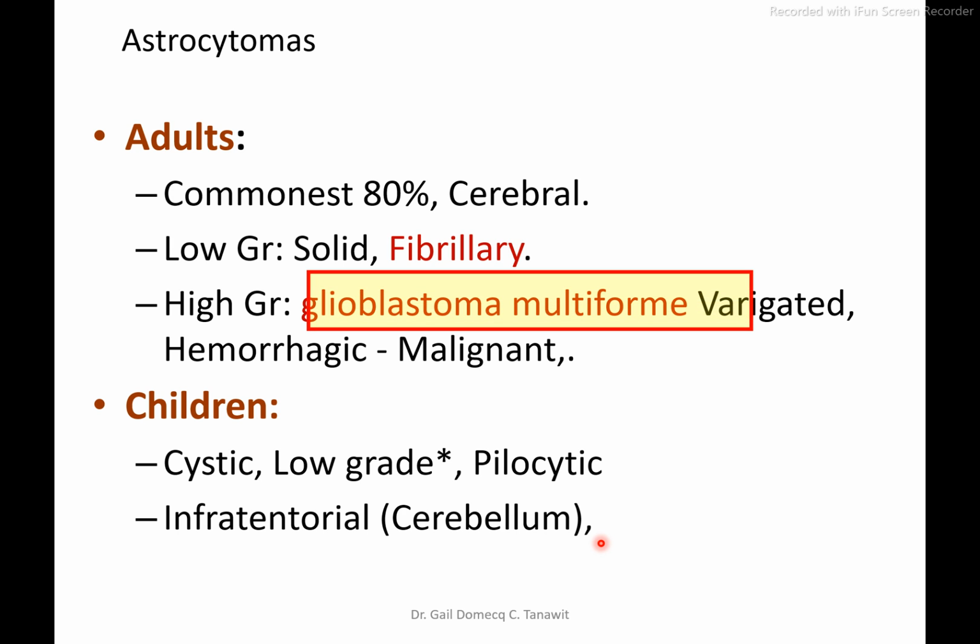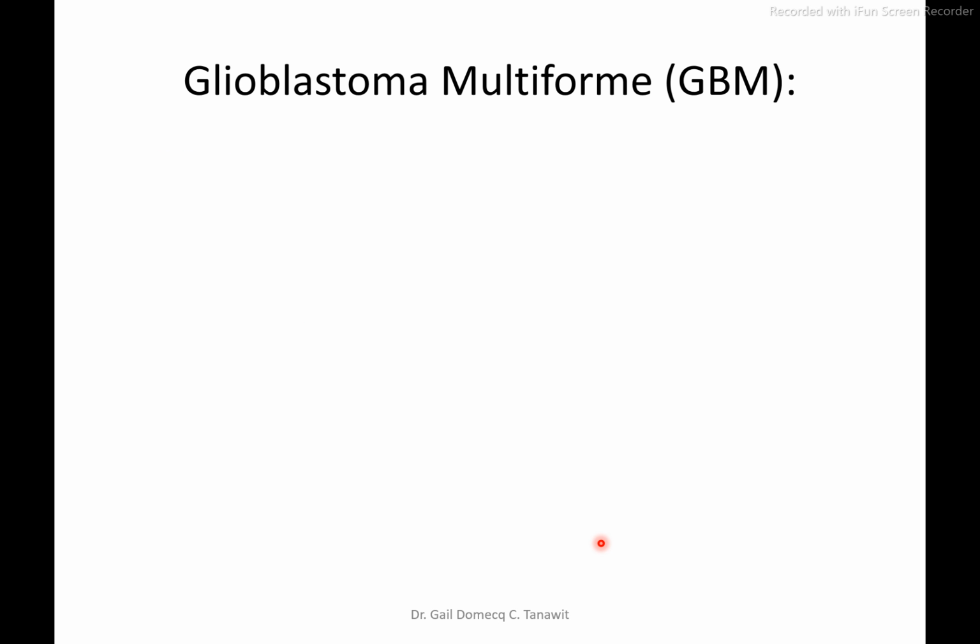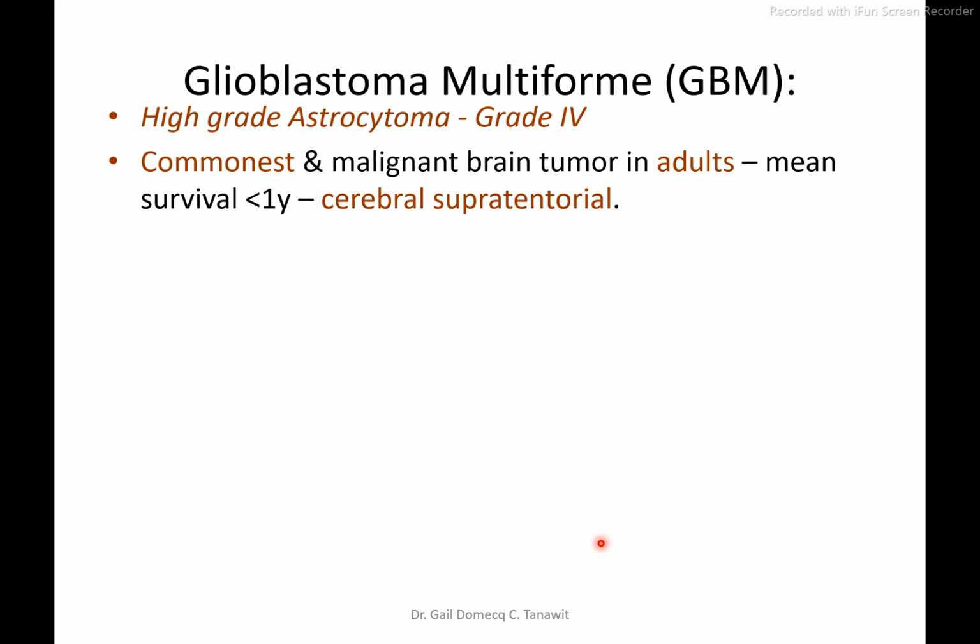So adults, okay, cerebral. We have pointed that out earlier. Again, if it's a high grade, we call it GBM, glioblastoma multiforme. So what's a GBM? It's a high grade type of astrocytoma. We call it your WHO grade 4, the commonest and most malignant brain tumor in adults. And kung may GBM yung patient, magpaalam ka na because the mean survival is less than 1 year. Okay? Usually adults, and therefore it's supratentorial, cerebral in the patient.